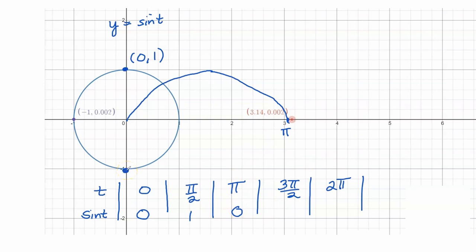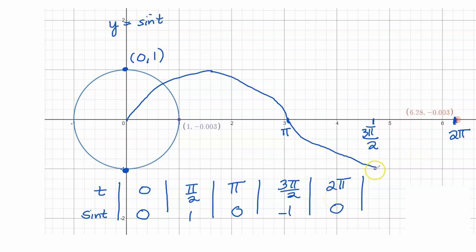When you go to 3 pi over 2, what will happen to the y coordinate? It will approach negative 1. So starting from pi, you go to 3 pi over 2. There you go. So this is approximately 3 pi over 2. And your graph is something like that. And then from 3 pi over 2, we go to 2 pi. So this is my point when t is equal to 2 pi. That should be 0. And the graph is like that.